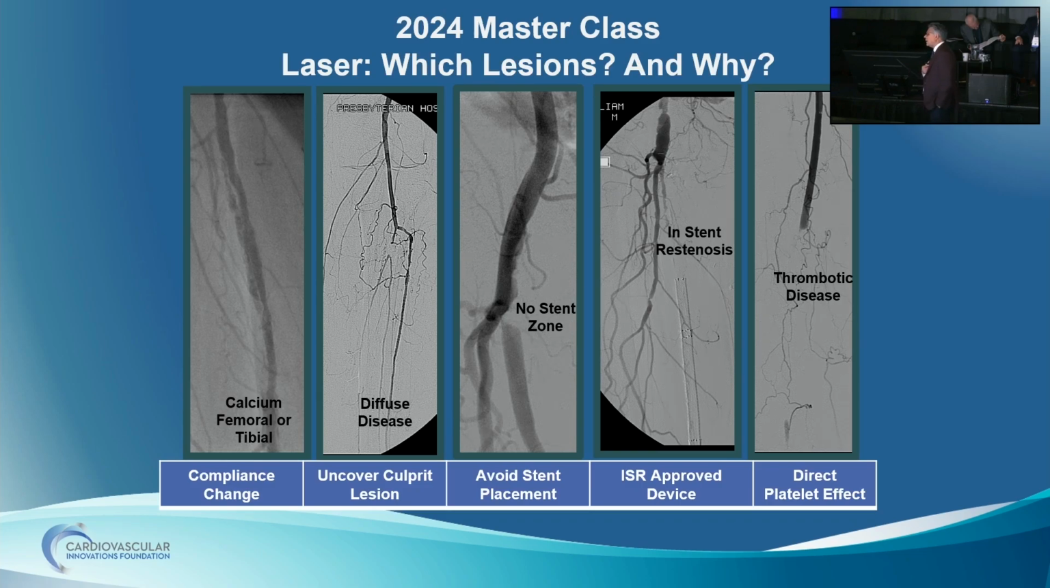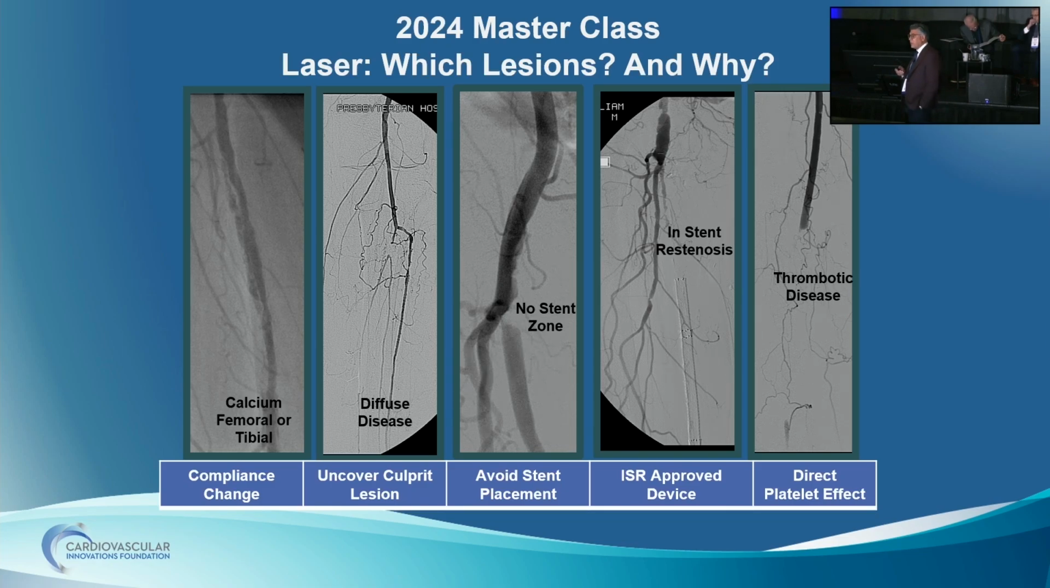So where do I think that laser makes sense? I actually think that these are the four or five types of cases where laser makes a difference. One is compliance change. We talked a lot about compliance with atherectomy. This is just another form of atherectomy that sort of uncovers lesions. Uncovering lesions in diffuse disease is an important part of what laser does because of its direct effect on thrombus and addressing platelets in these lesions.